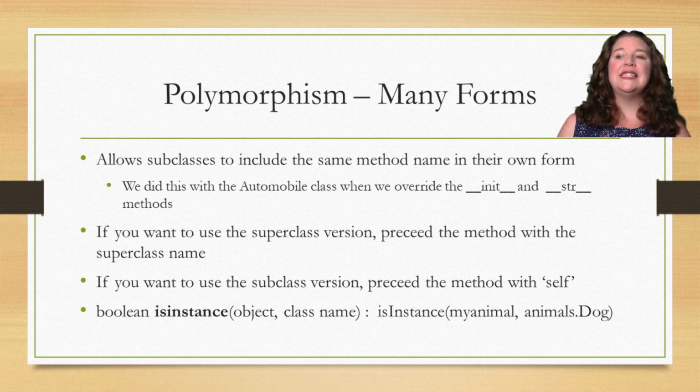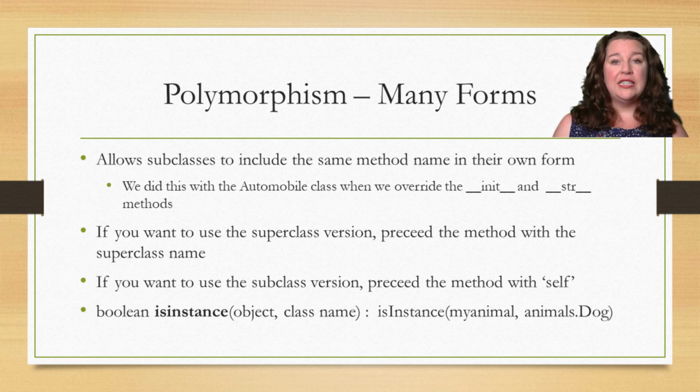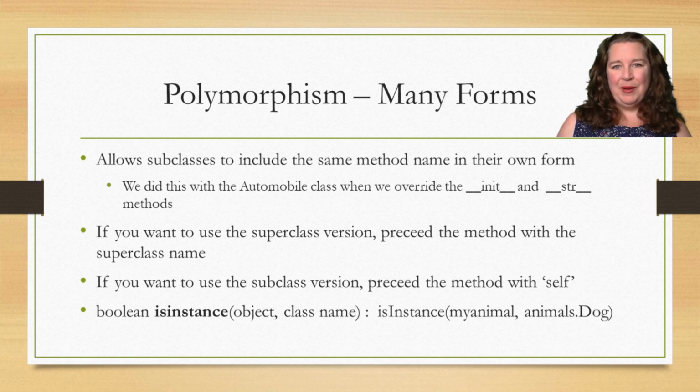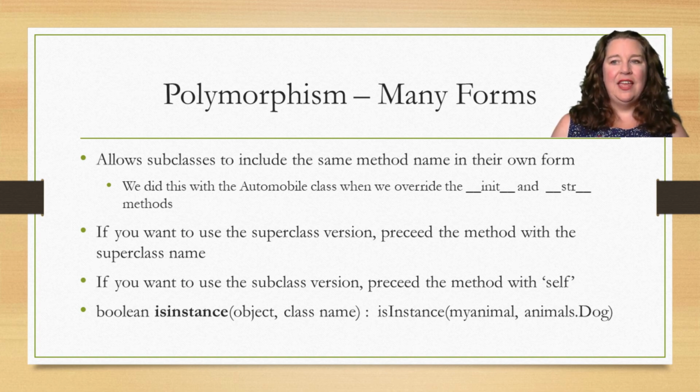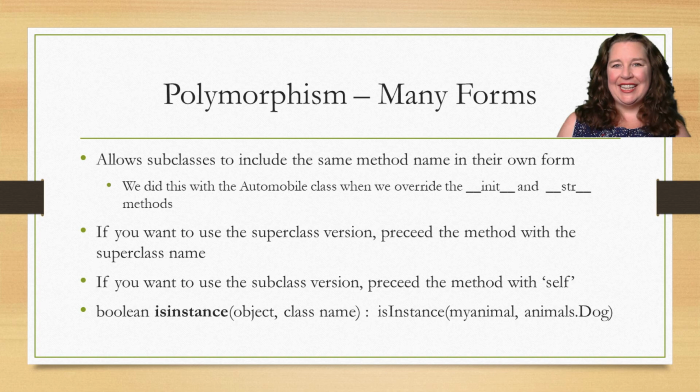If you want to use the subclass version, you can really just call the method, but if you need to specify that you want that one, you can always use the self, because it's whatever type goes along with self. In Python, we have a Boolean method called isInstance that allows you to put an object and a class name in the parameters, and it will return true if the object is that class type.